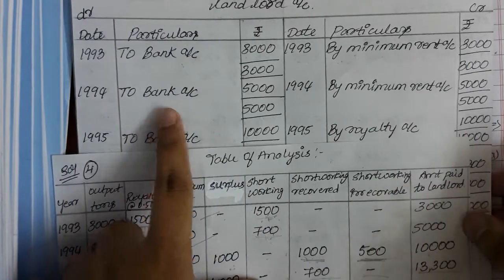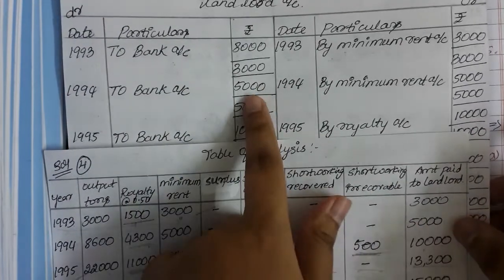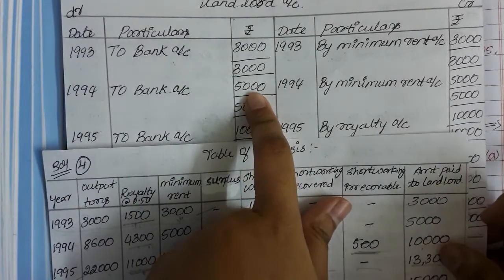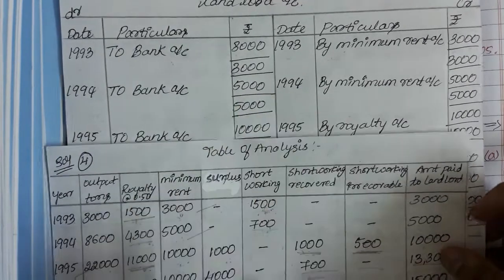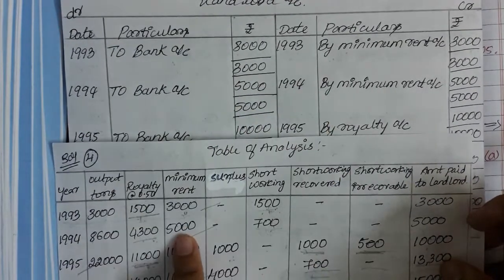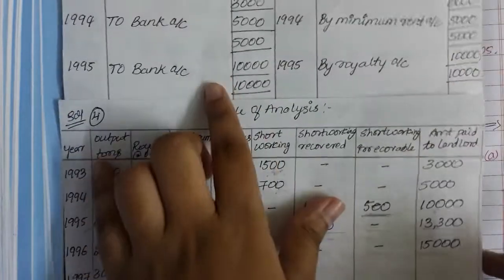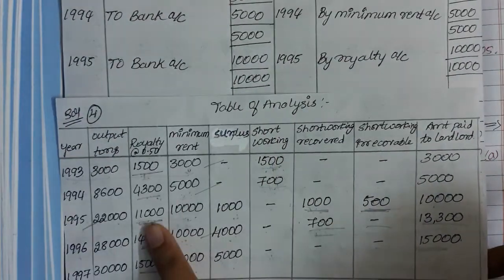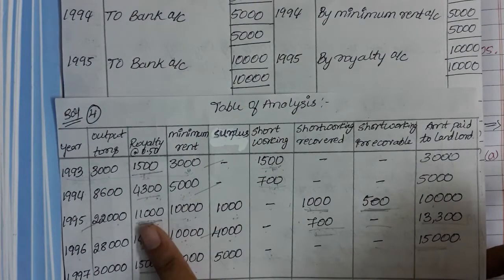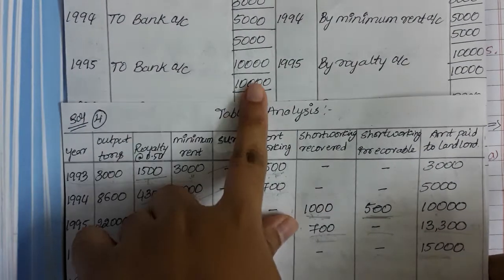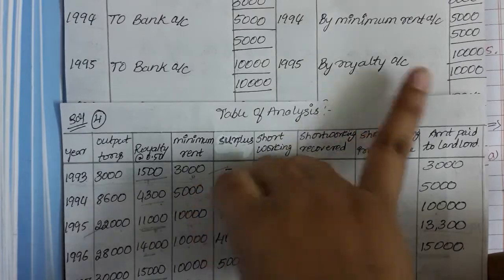Likewise 1994, what is the royalty you paid? By to bank account 5000. You will be debiting in this lessor's account 5000. And in 1994 you even paid the minimum rent because the royalty was less, so minimum rent account. But in this 1995, what happens? You paid royalty, right? Because minimum rent is less than royalty. So to bank account 10,000, 1995 royalty account.